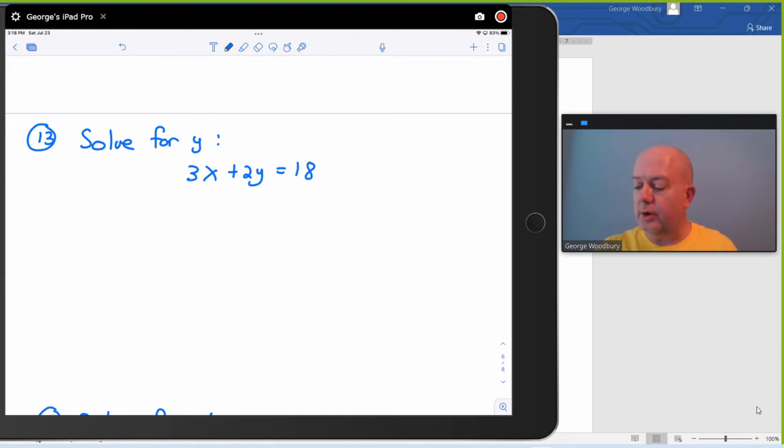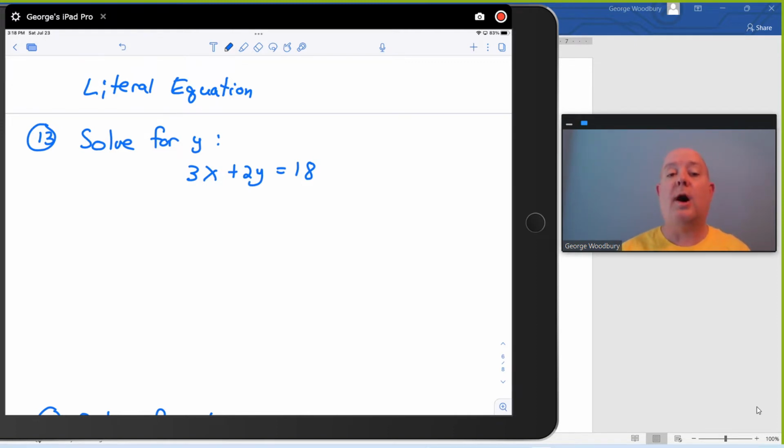A literal equation is an equation that has more than one variable in it, and we're going to treat all the variables except for one as if they were constants, and we're going to solve for one variable in terms of the other. So the problem listed as number 13 here is an example of that.